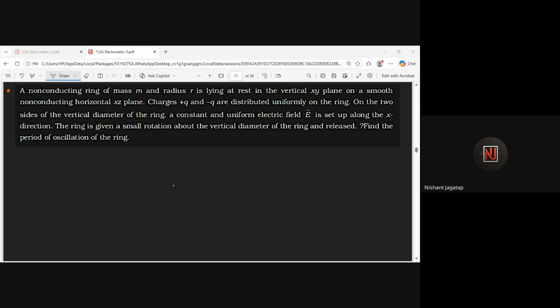So what does it mean for charges plus Q and minus Q to be distributed uniformly on the ring? What's the distribution? In a sense, half the ring has a charge of plus Q, and the other half of the ring has a charge minus Q. So the half is about the vertical diameter. That's what divides it. Yes.